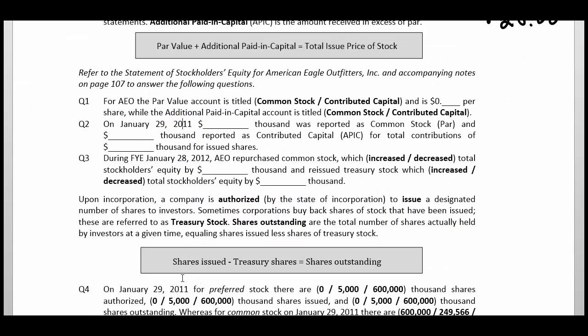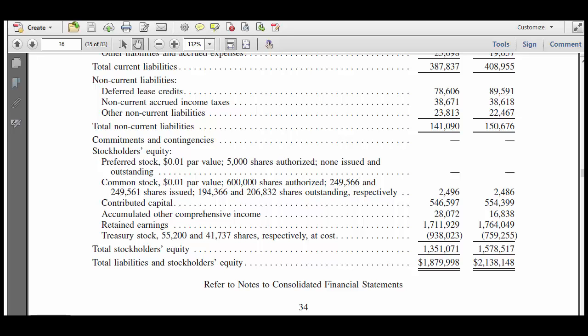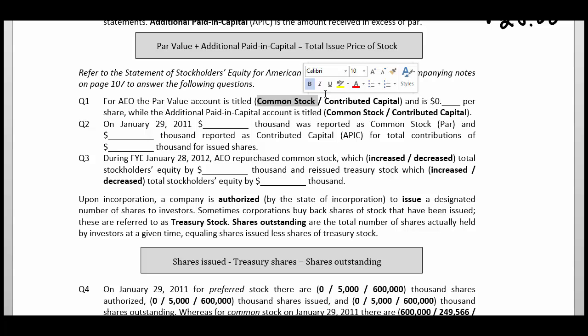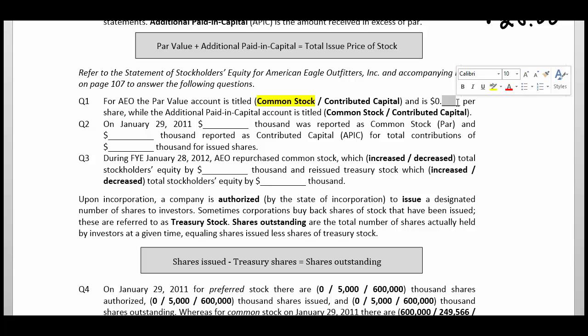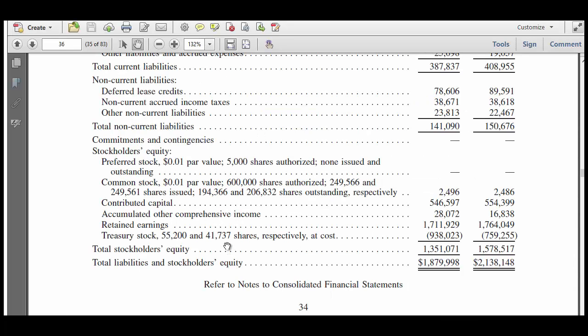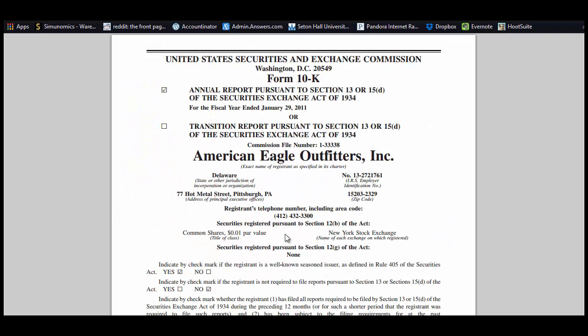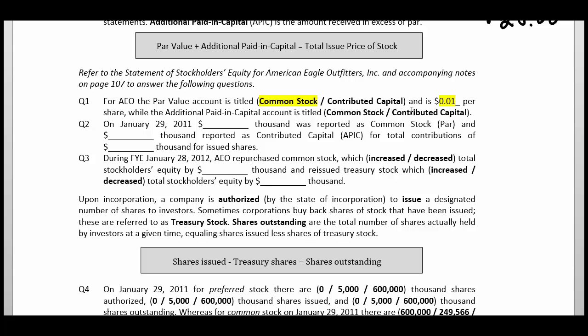So let's try out some of these questions here. The par value account is titled common stock here or contributed capital. Here you can see it's called common stock. And what is the par value of American Eagle? It's 1 cent per share. And the additional paid-in capital account, what is that titled here? They use the term contributed capital, not additional paid-in capital. And they're really synonyms anyway.